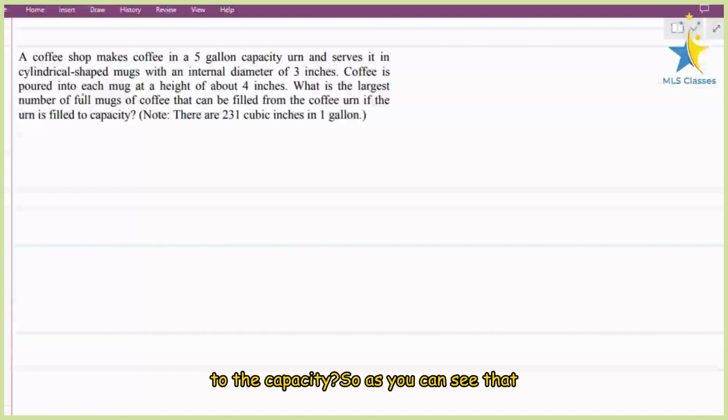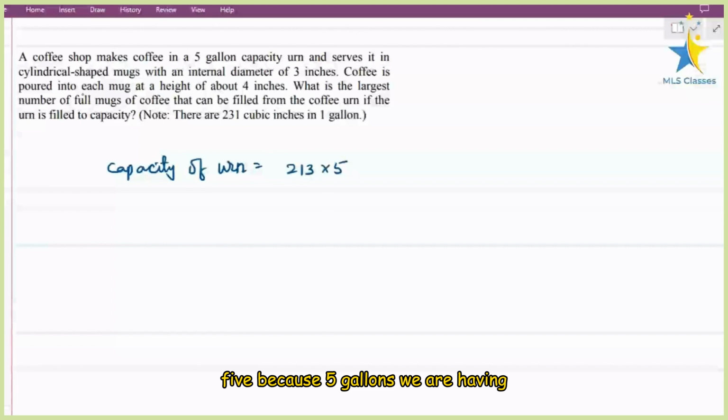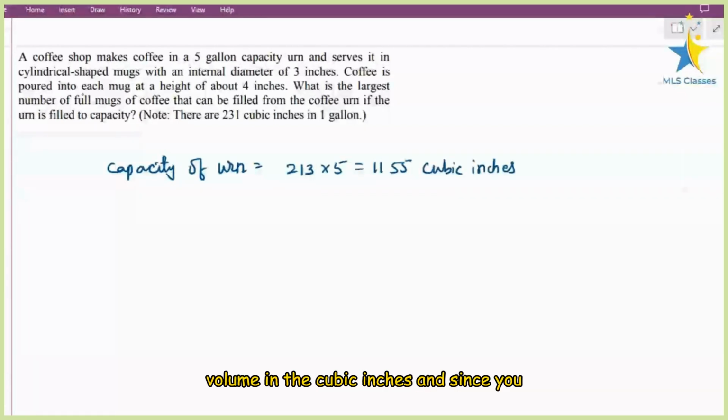So as you can see, the coffee shop makes coffee in a 5-gallon capacity urn, and it is given that 1 gallon is equal to 231 cubic inches. So from here we can say that the capacity of the urn is 231 times 5, because we are having 5 gallons, which will be equal to 1155 cubic inches.